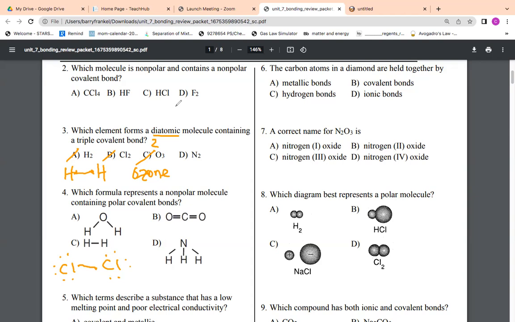Nitrogen has 5 valence electrons, and 3 are available for bonding. So there is a pair.